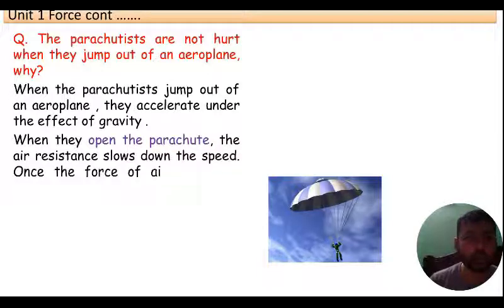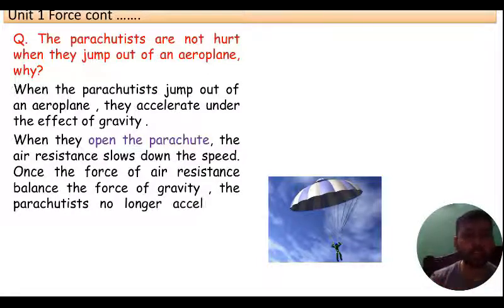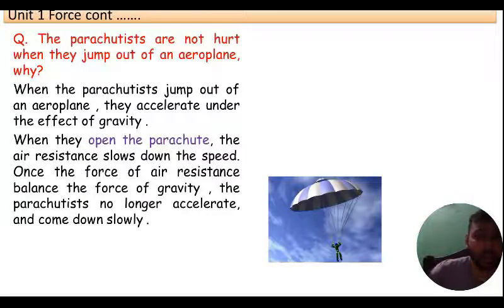Air resistance slows down the speed once the force of air resistance balances the force of gravity. Listen. Once the force of air resistance balances the force of gravity, the parachutist no longer accelerates, due to the reaction force created by the Earth's atmosphere. They no longer accelerate, and calm down slowly, slowly.